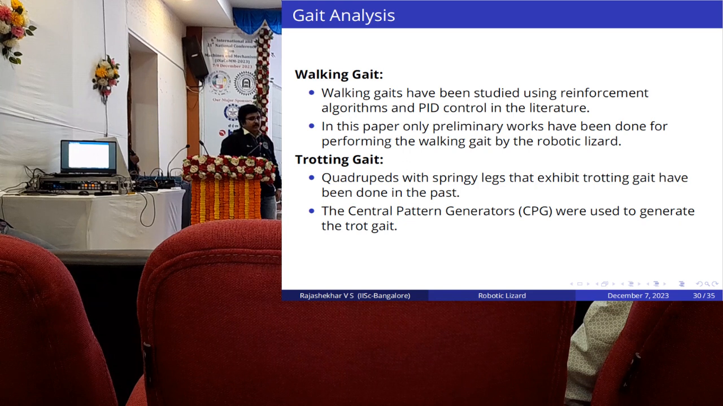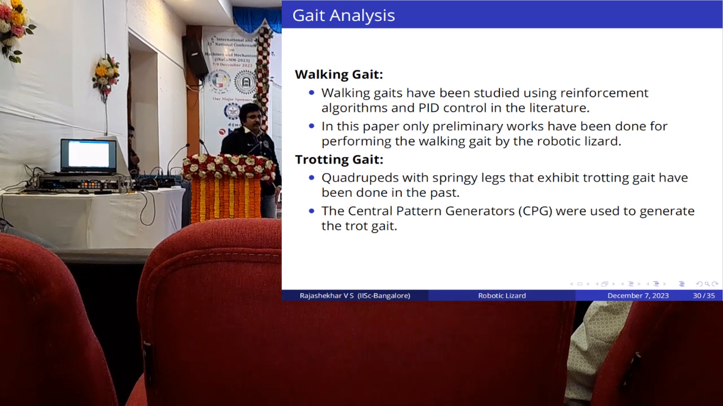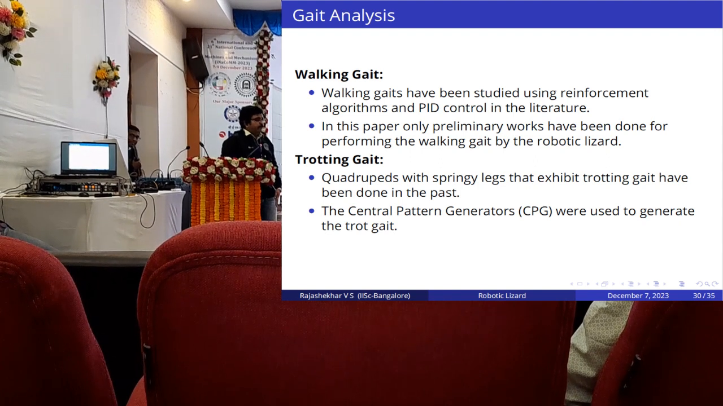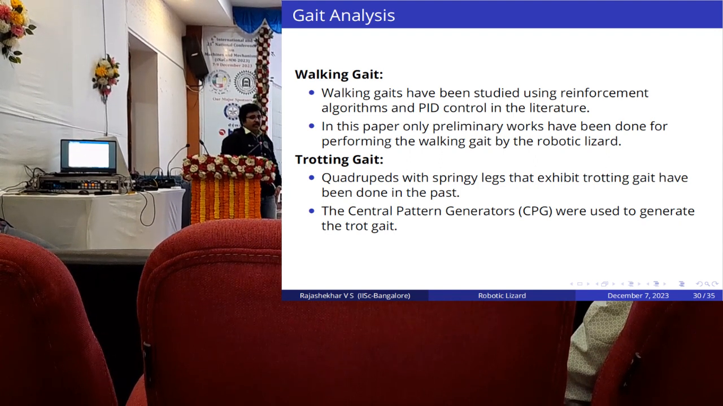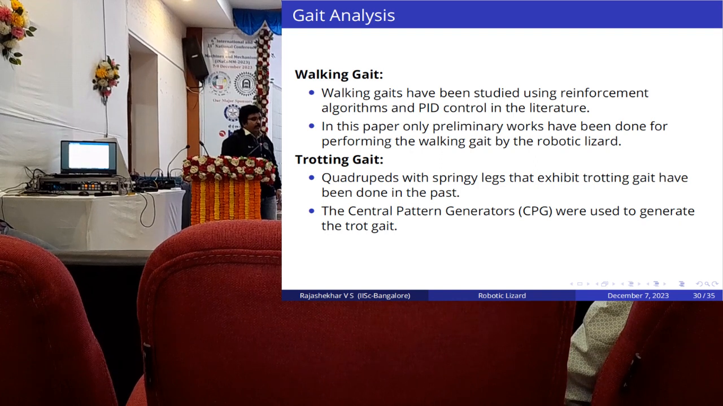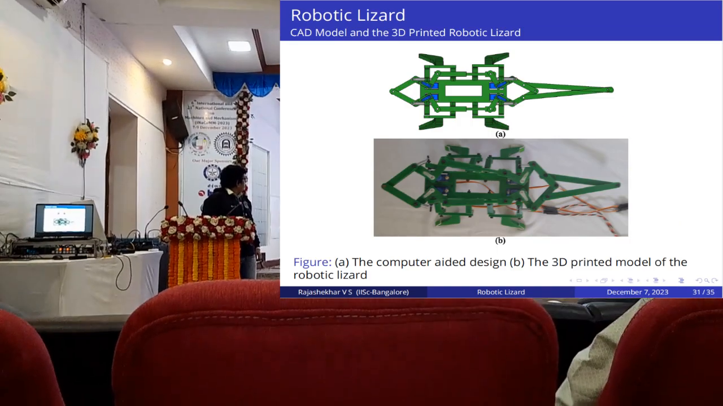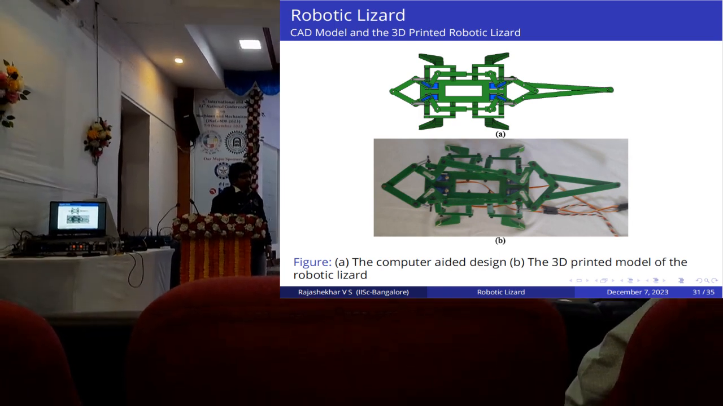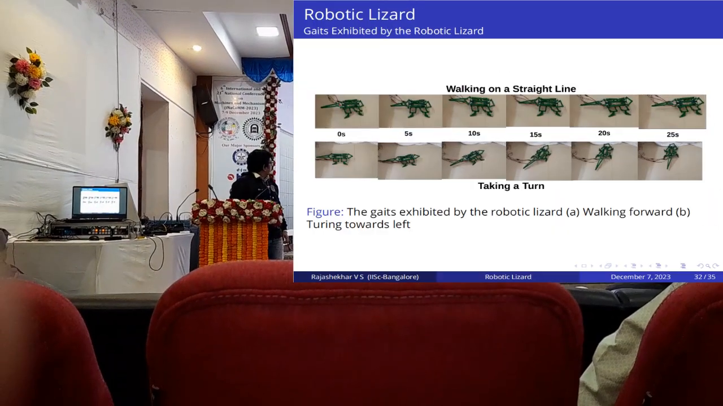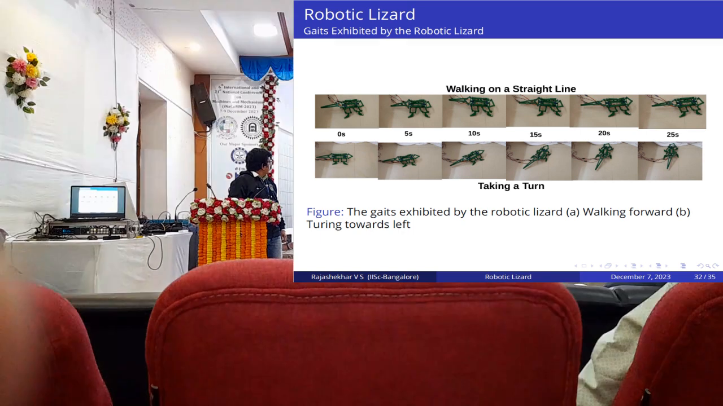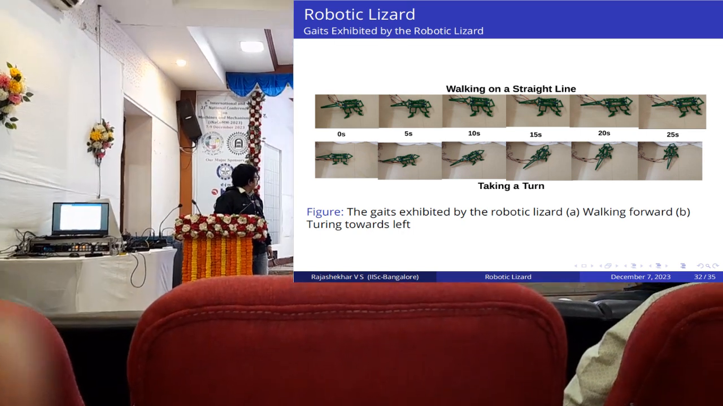So gait analysis. We haven't focused much on gait analysis in this work. We have just done a literature survey and tried to implement the walking and the trotting gait on the robotic lizard. And this is the CAD model of it on the top, and at the bottom is the 3D printed model. And this is walking in a straight line, and the other one is taking a turn.